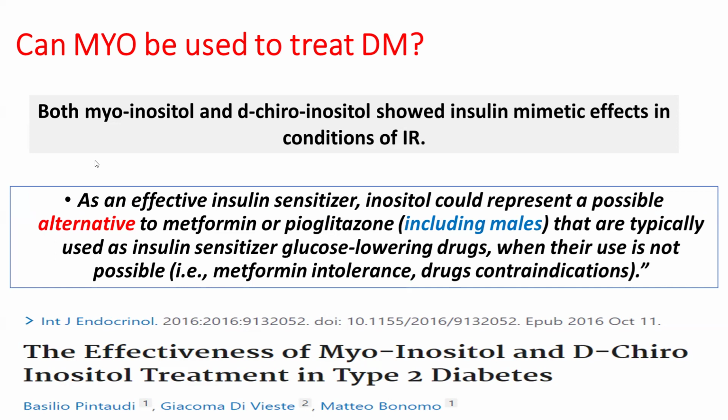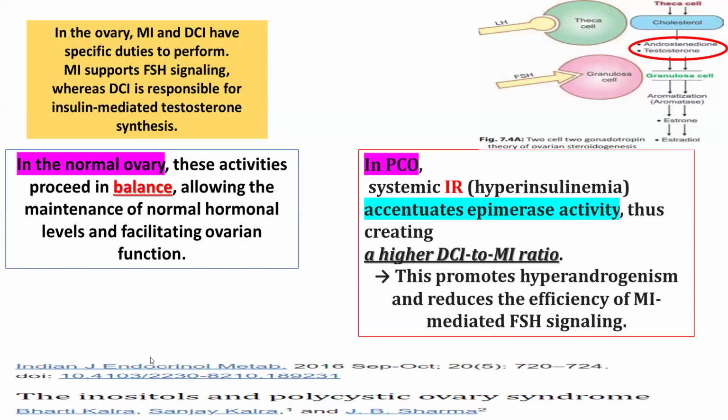Yes. Both myo and dichiro showed insulin mimicking character in conditions of insulin resistance. And one of the studies found that this myo-inositol and dichiro-inositol combination can be used as a possible alternative to metformin or other insulin sensitizing drugs, even in males, with little side effects, particularly in patients with metformin intolerance or drug contraindications. So this is another message from studying the physiology and the mechanism of action of these drugs, that they can be used to treat diabetes.